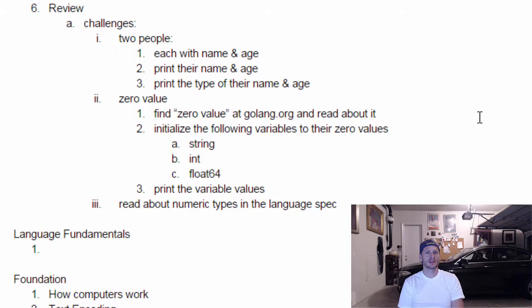The second challenge is to learn about zero value. And so I want you to find zero value at the golang.org website and read about it. So you'd probably look in either Effective Go or the language spec. And then I also want you to initialize the following variables to their zero values, string, int and float64, and then print the variable values after you've done that. And then the third challenge is to read about numeric types in the language spec. Read about numeric types in the language spec.